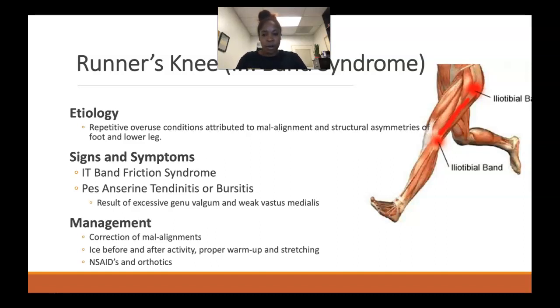So ice before and after activity. You're going to make sure they're warm, because anytime you have a tendinitis, which is essentially what IT band syndrome is, you want to make sure that they're warm, that there's blood flow going to the injured site, and you want to make sure that they're stretching. And then, of course, I think I say this over and over again. It's kind of redundant, but NSAIDs are a good thing if used in moderation.